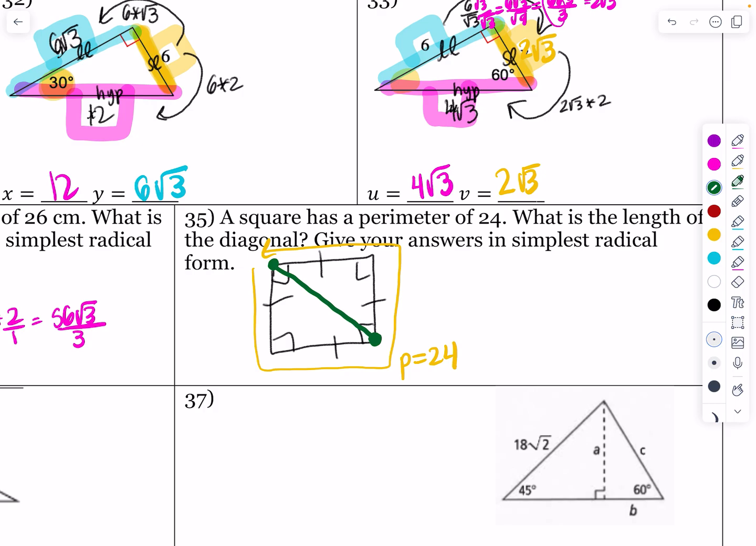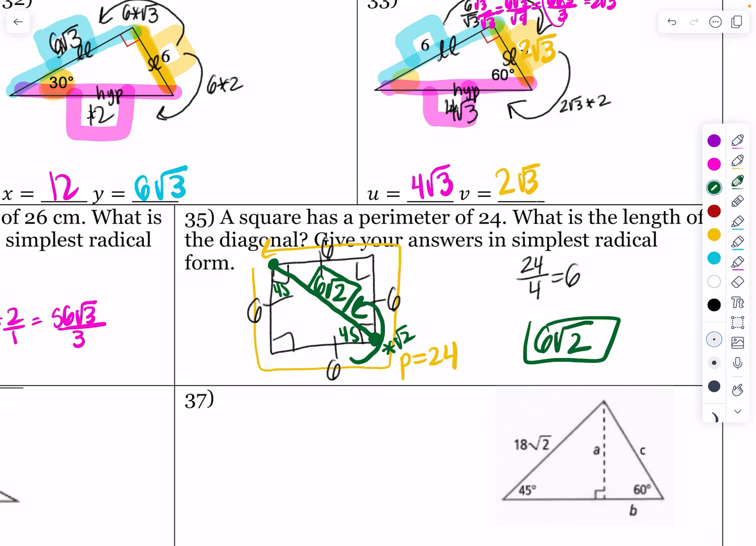Well, remember that whenever you draw in the diagonal of a square, that creates 2 congruent 45, 45, 90 triangles. And so I need to find a side length before I can find that diagonal using those rules. So what am I going to do? I'm going to take 24 and divide by those 4 sides, which gives me side lengths of 6 in this square. And so if the side lengths are 6 in this 45, 45, 90 triangle, the legs are 6. So how do I get to the hypotenuse? I'm going to multiply times the square root of 2. So my diagonal is going to be 6 root 2. So my final answer is 6 root 2 for my diagonal.